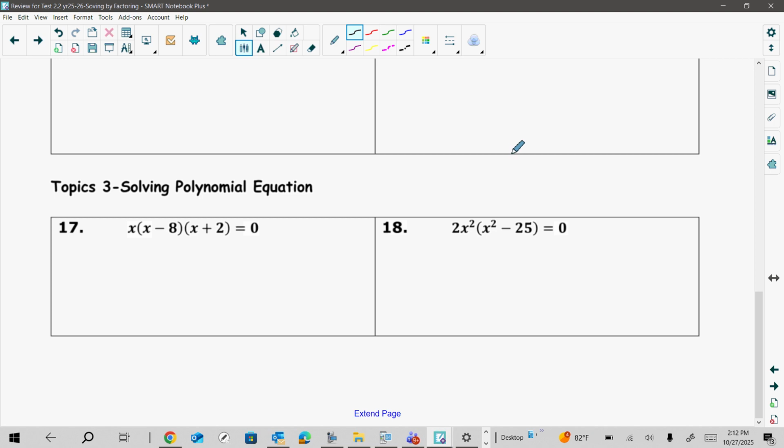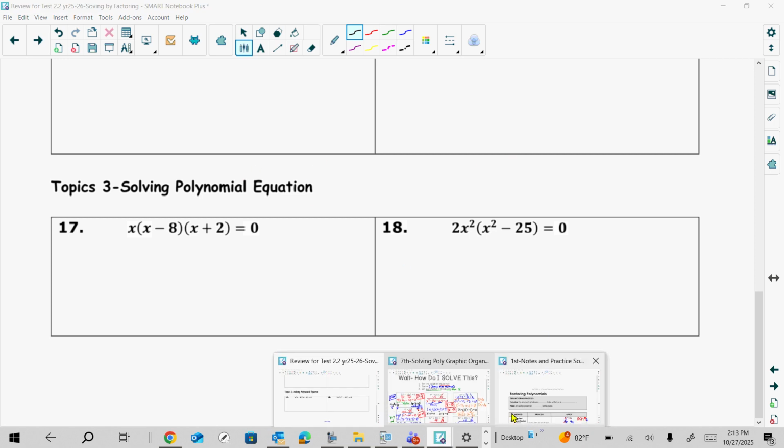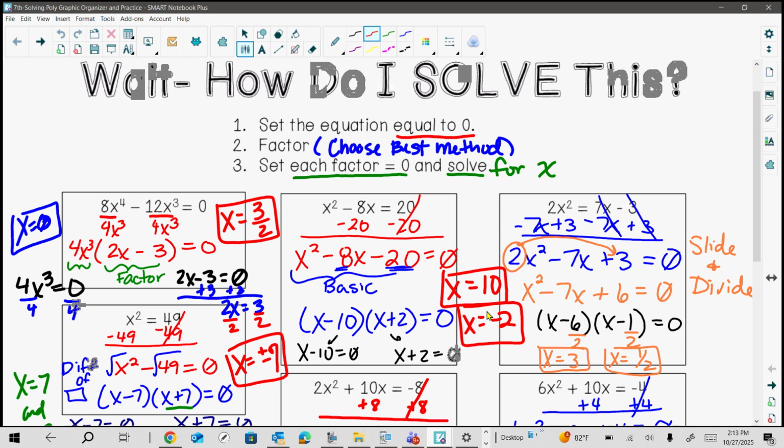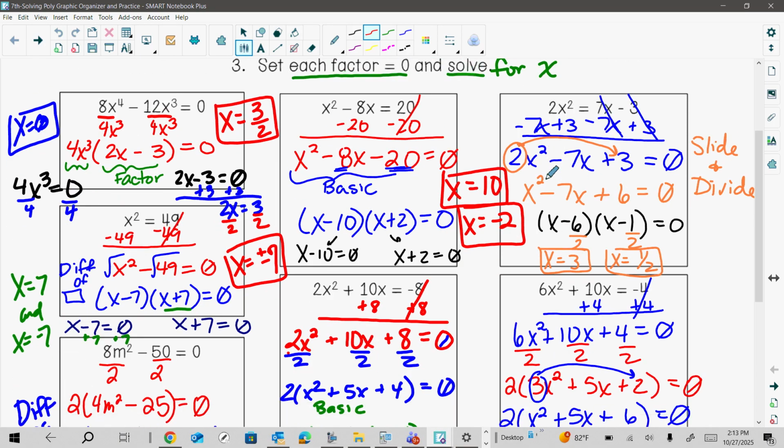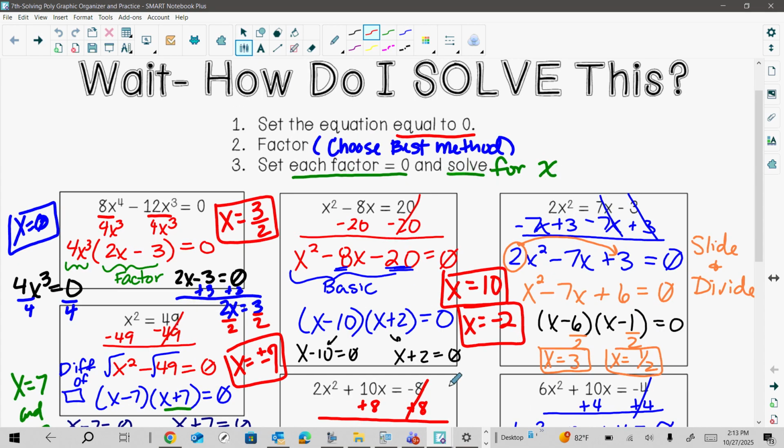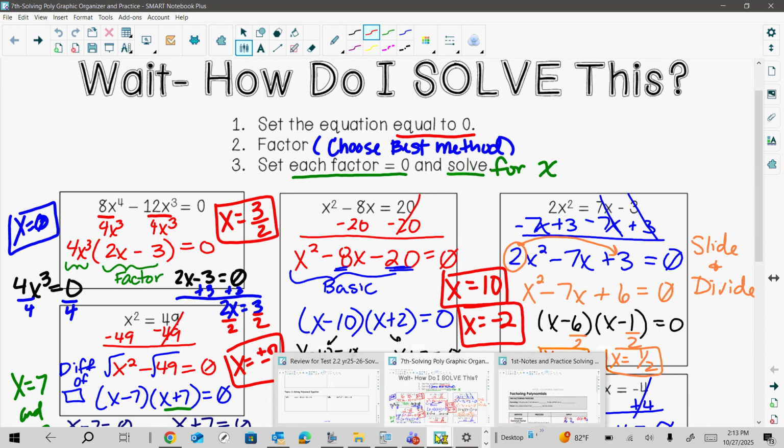All right, now for topic 3, now we're going to solve the polynomial equation. You might need to refer to these notes where we have to set the equation equal to 0, factor, and then set each factor equal to 0 to solve for x. So you can look at these notes to help guide you on some of the problems on our review packet.